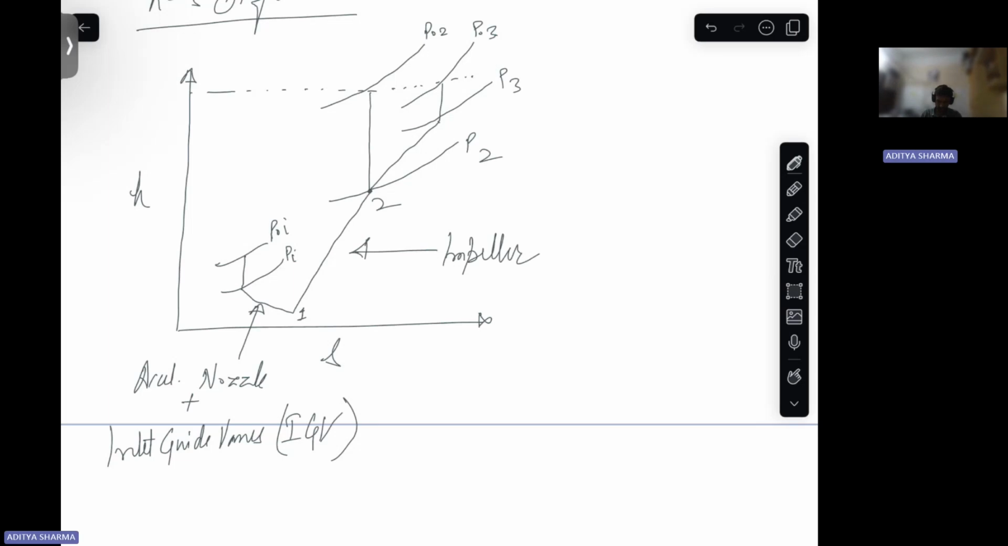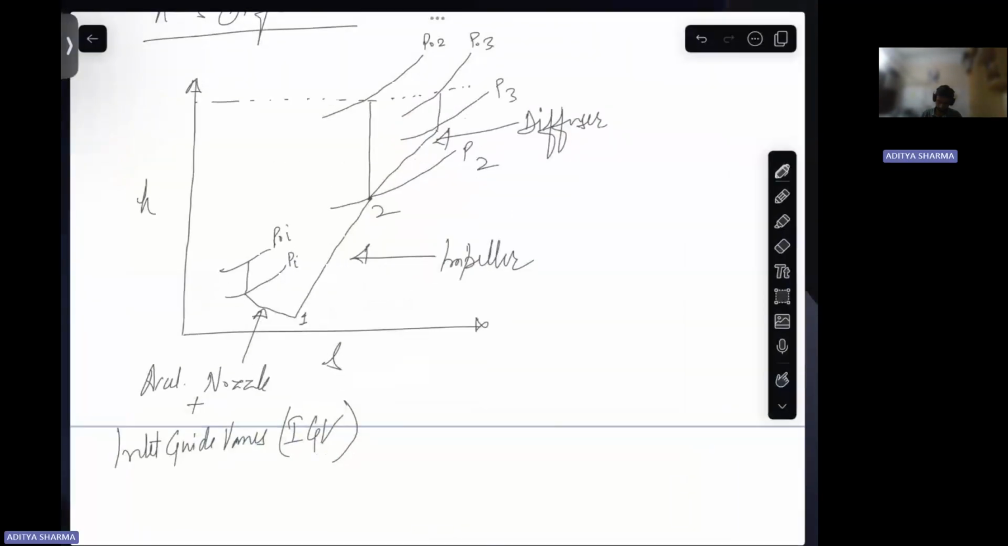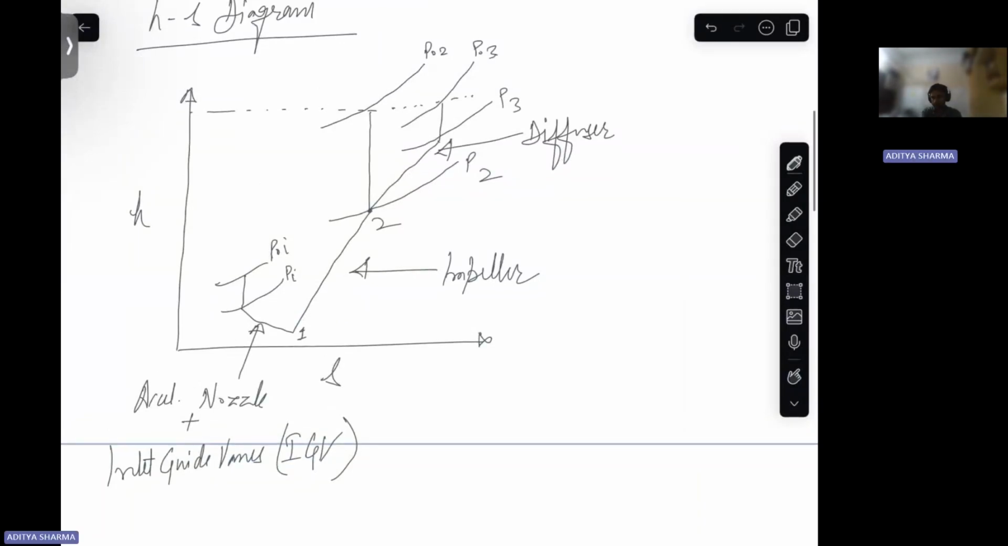That is increasing your enthalpy. Then your enthalpy again increases at your diffuser. So diffuser, these are the diffusers I have shown. This is the front image. So this is the HS diagram for your centrifugal compressor.